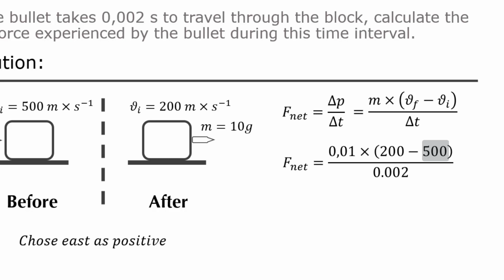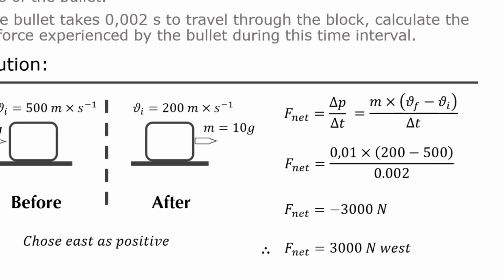The bullet passes through the block in 0.002 seconds. The net force applied on the bullet by the block is minus 3000 newtons. Getting a negative answer means that the magnitude of the force is 3000 newtons, but its direction is west.